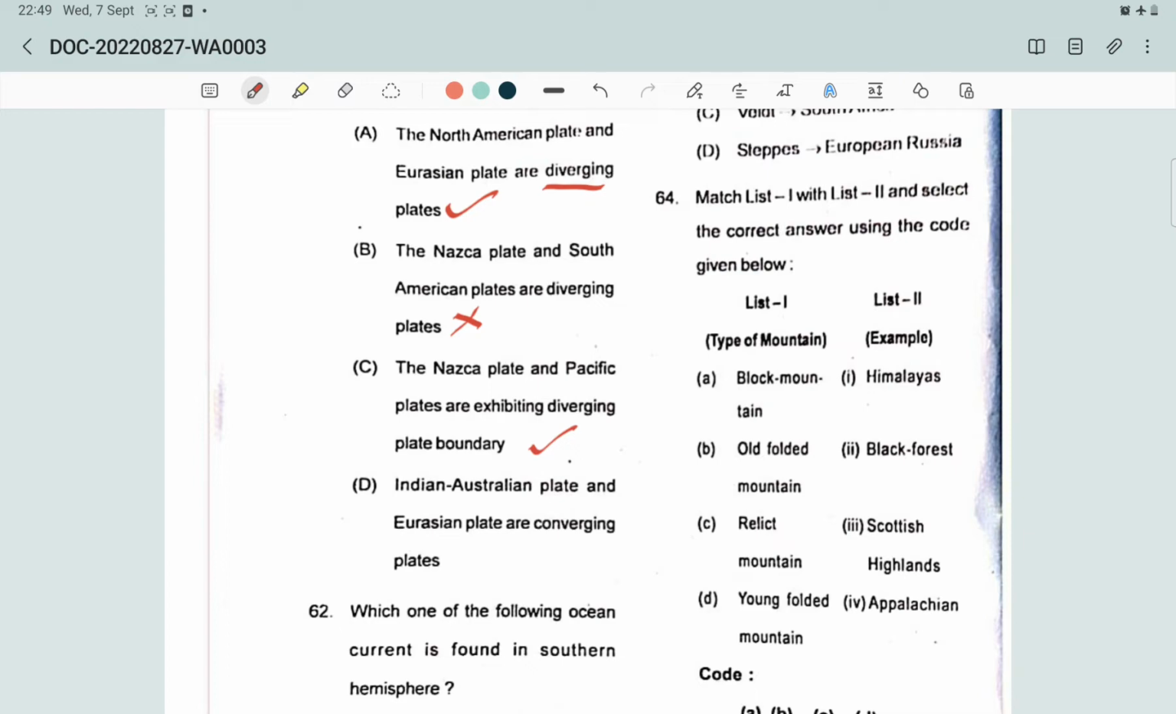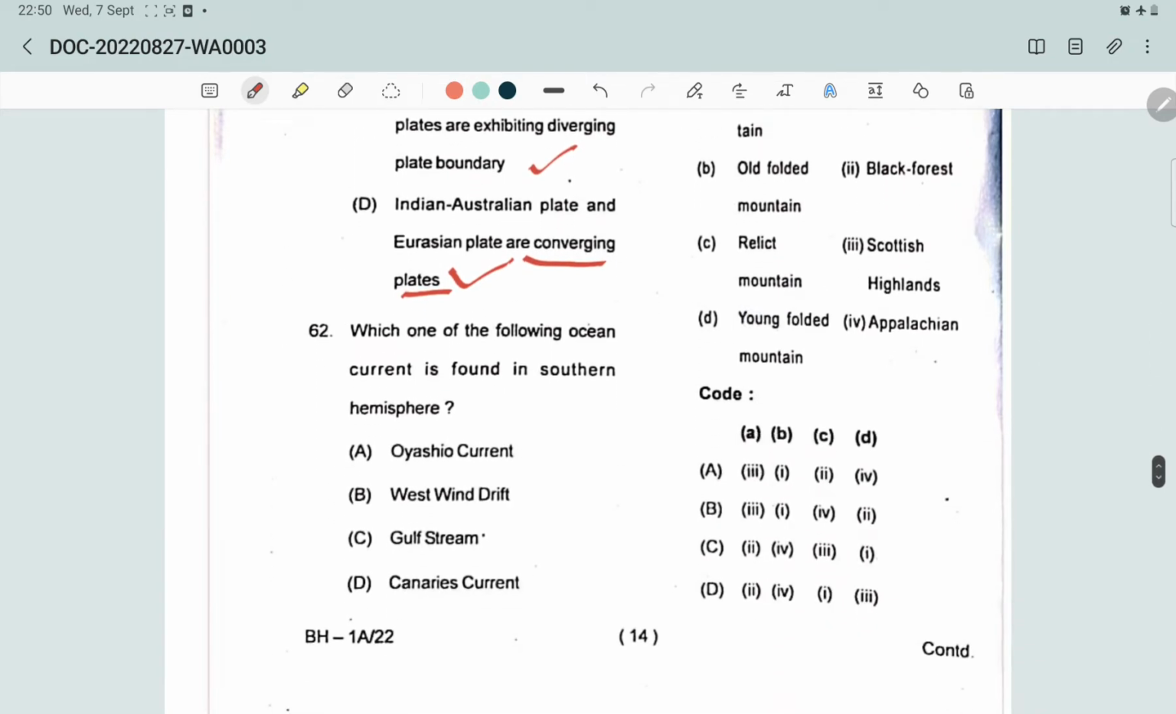And the last statement, that the Indian Australian plate and the Eurasian plate are converging plates: the northern margin of the Indian Australian plate forms a convergent boundary with the Eurasian plate, which constitutes the active orogenic process of the Himalayan and Hindu Kush mountains, and it is also a correct statement. They are converging plates. Then question number 62: which one of the following ocean currents is found in the southern hemisphere?